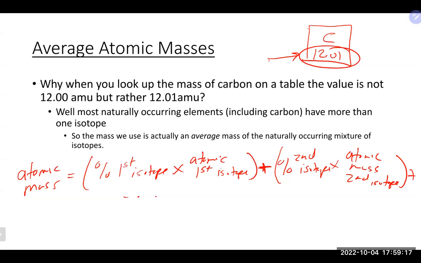The percentage is sometimes referred to as percent abundance or percent relative abundance. It is basically the percentage at which that isotope naturally occurs in nature. Obviously, if you have all the naturally occurring isotopes, the percentages should add up to 100%. So if it doesn't, then you're missing something. But that's basically what the percentage is.